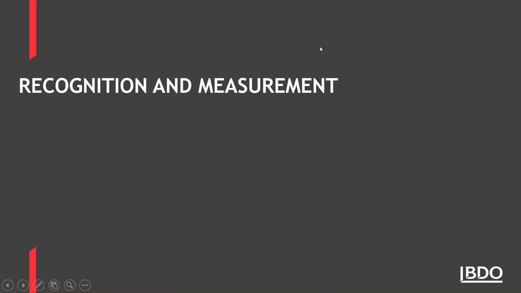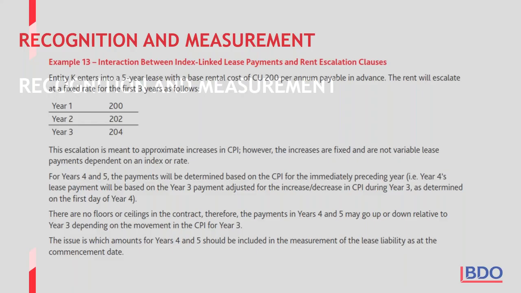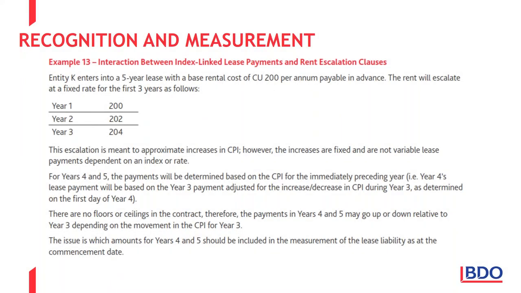The next one I thought we should look at is recognition and measurement. A number of changes happening here, or clarifications or practical problem areas. Now, the first one is an interaction between index-linked lease payments, so CPI lease payments, and rent escalation clauses. So in this one, Entity K enters into a 5-year lease with a base rental cost of $200 per annum, payable in advance. And the rent will escalate at a fixed rate for the first 3 years, and it will go 200, 202, 204.